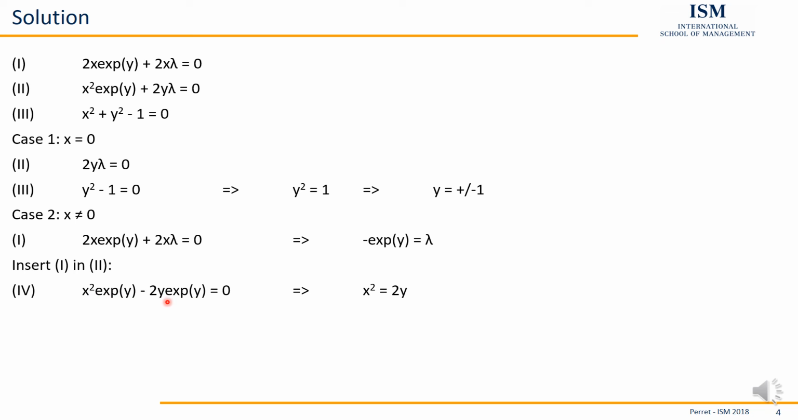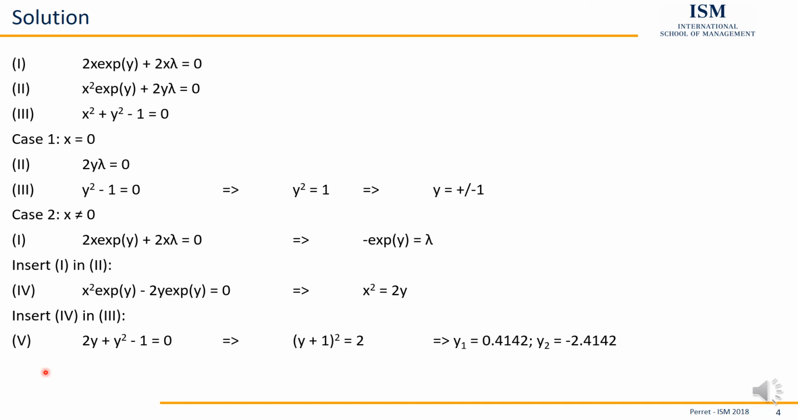Doing this on the left term and the right term leaves us with x squared minus 2y equal to 0. So we bring the 2y to the right side, giving us this simplified new equation 4. Here we have x squared. In the third equation, we also have x squared. So we can simply plug this into the third equation, giving us then 2y plus y squared minus 1 equal to 0.